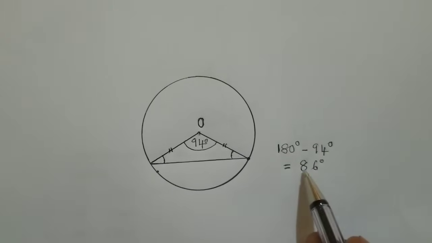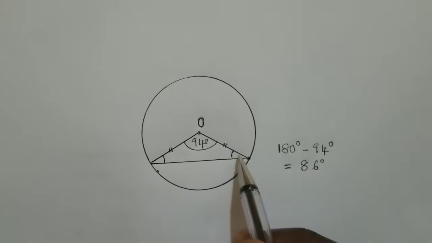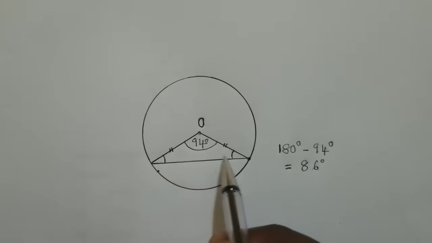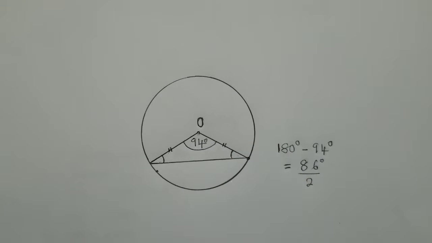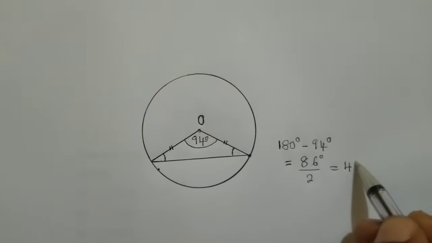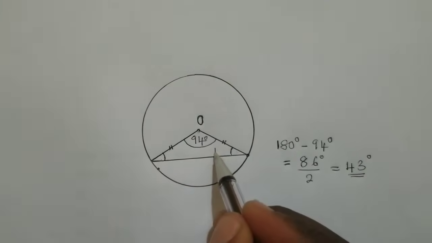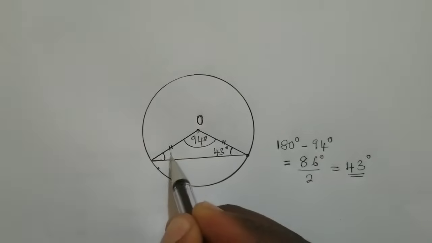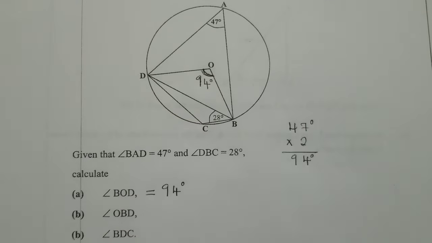Okay? So this is 86 degrees. So now this 86 will be for this and this. Since these two angles are equal, we shall divide this by 2. So divide by 2, we are getting what? We're getting 43 degrees. So the angle here is 43 degrees, here also 43 degrees. This is a property which we need to use for us to answer this question right here.